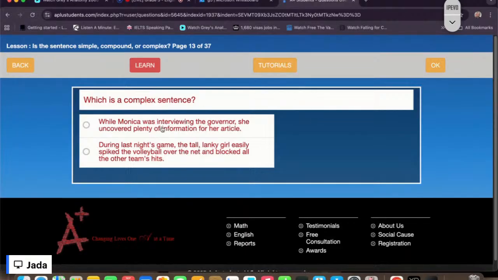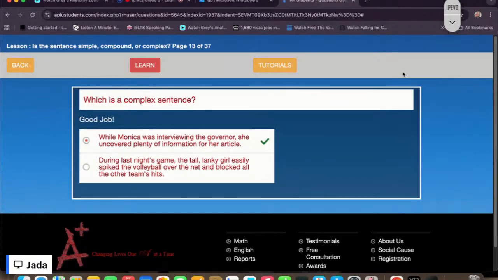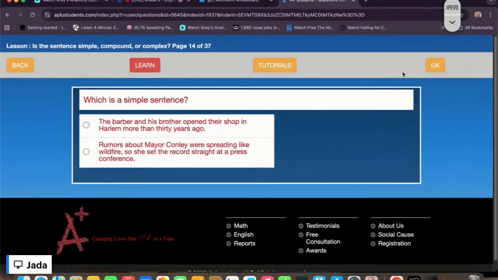So we have: while Monica was interviewing the governor, she uncovered plenty of information for her article. So is this the first one? Okay. So which is a simple sentence, first or second?